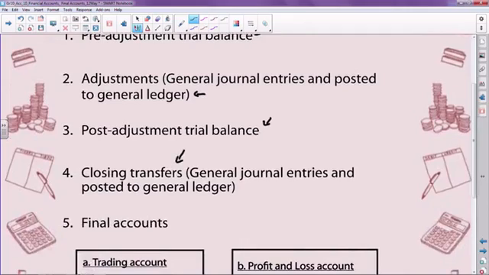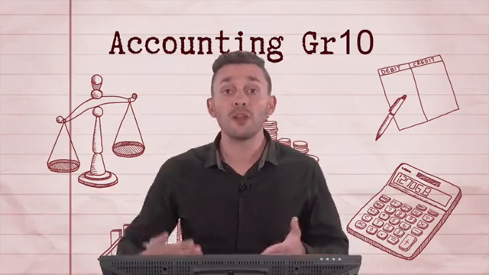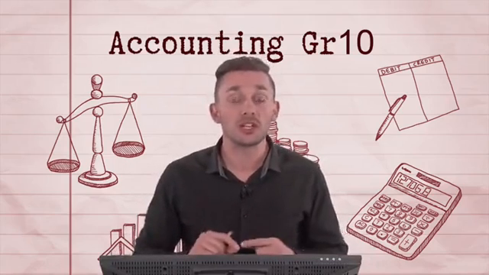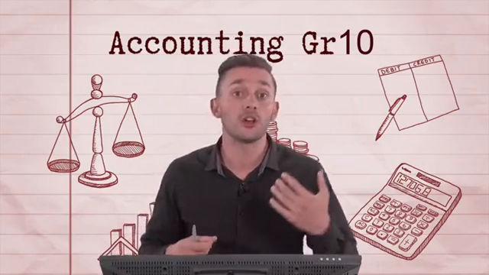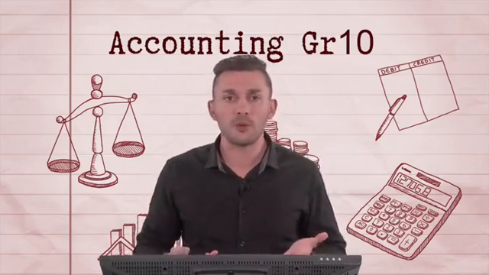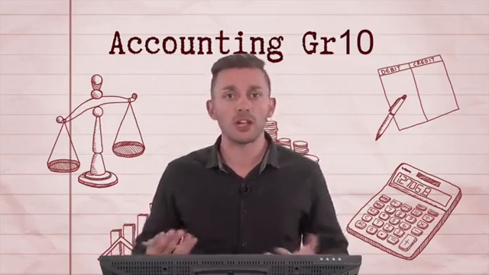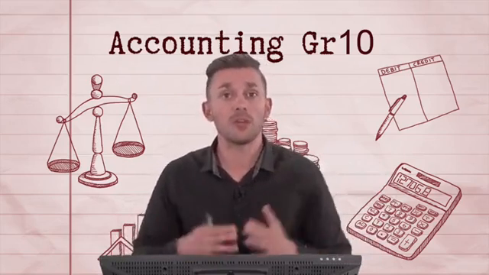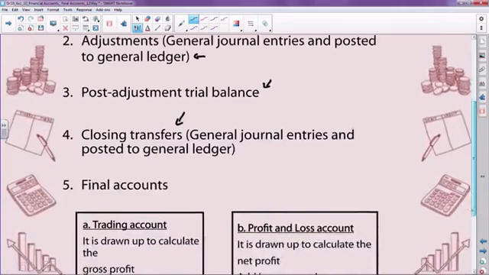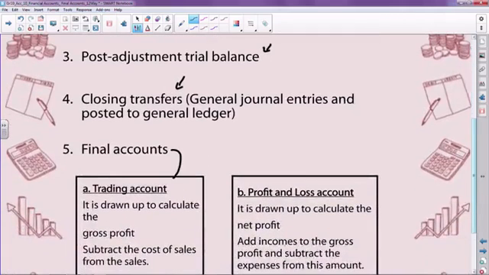Now remember, these closing transfers, what do I say? I say close off all nominal accounts, meaning your income and all your expenses, to certain accounts to calculate a few things. You need to calculate your gross profit and your net profit for the year, because that's why business owners start businesses, and why sole traders start a sole trader business, a one-man show, because they want to make profit. All of these nominal accounts will go to either the trading account or the profit and loss account, and these are your two final accounts.